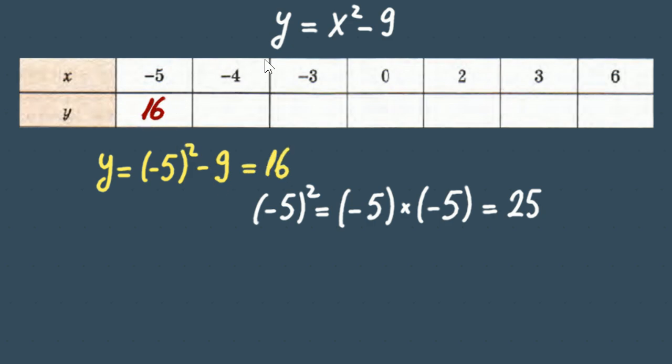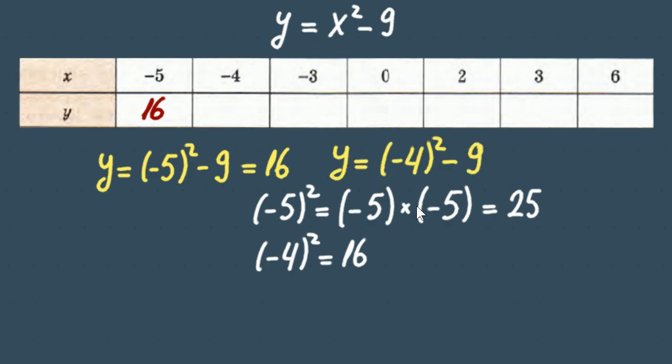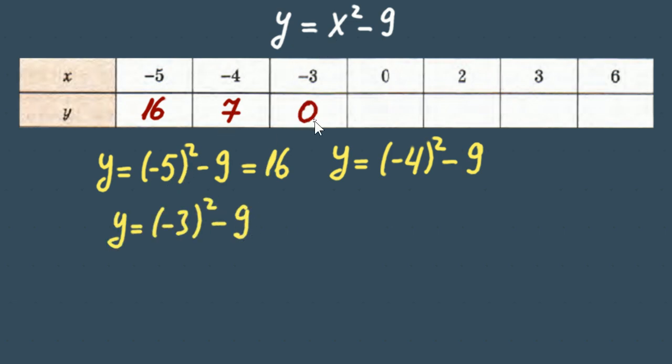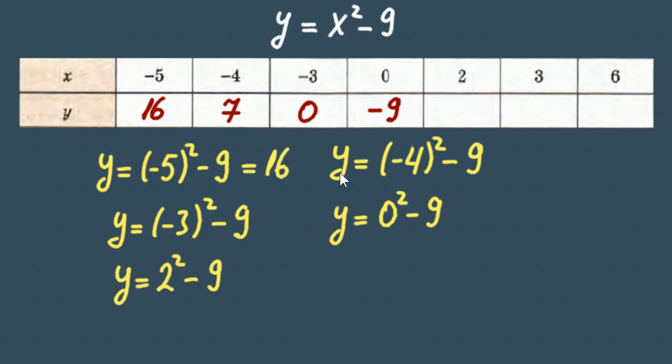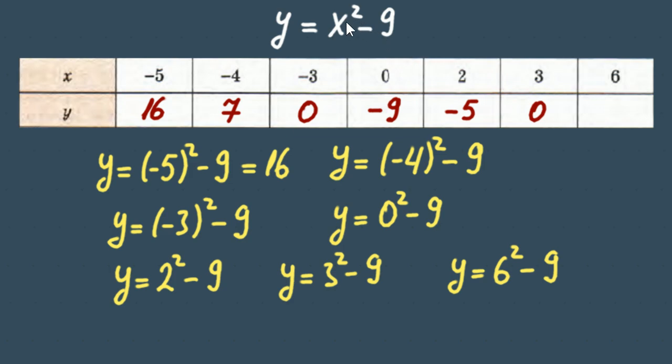We substitute negative 4 into the function instead of the variable x, raise negative 4 to the second power, we get 16, from 16 subtract 9, we get 7. We substitute -3 into the function and get 0. We substitute 0 into the function and get -9. The next number we substitute into the function is 2. We get -5. We substitute 3 into the function, subtract 9 from 9, and get 0. 6 raised to the second power is 36. Subtract 9 and we get 27.